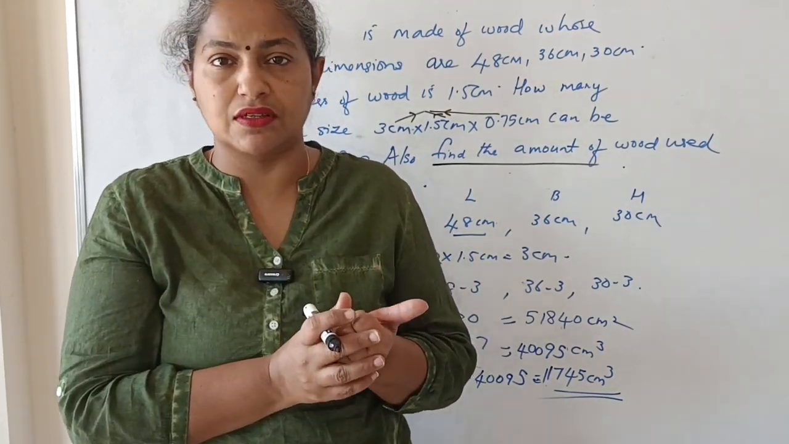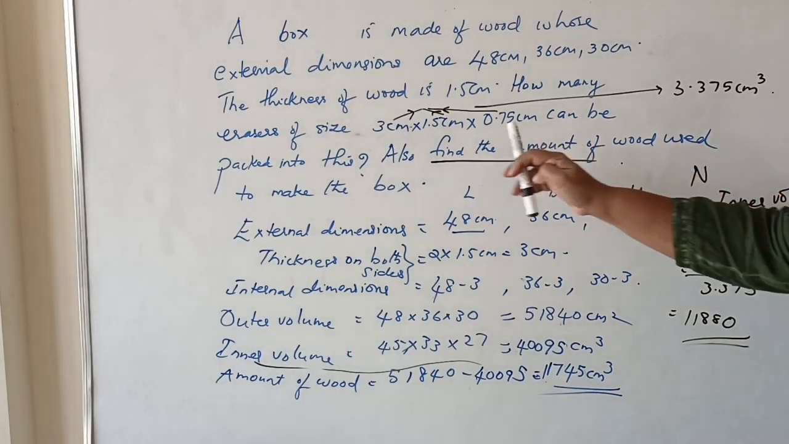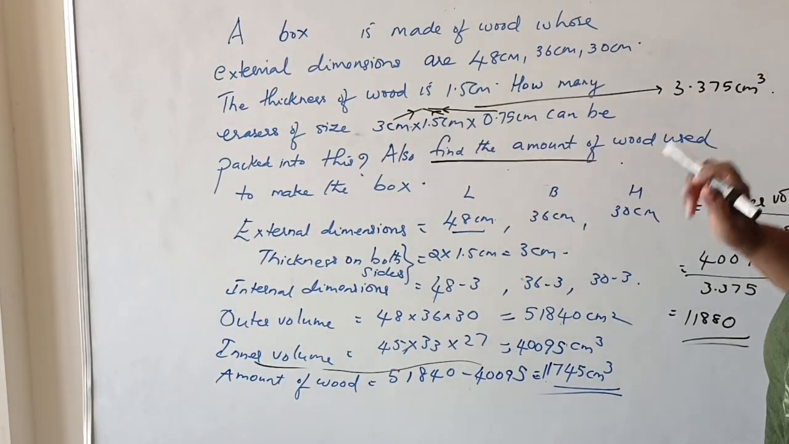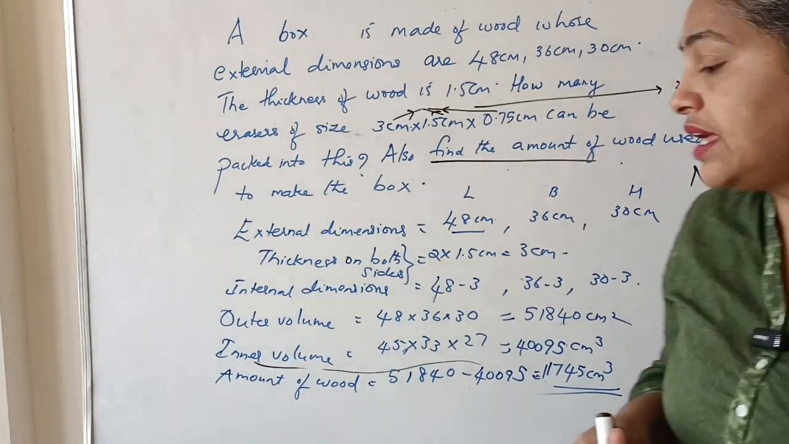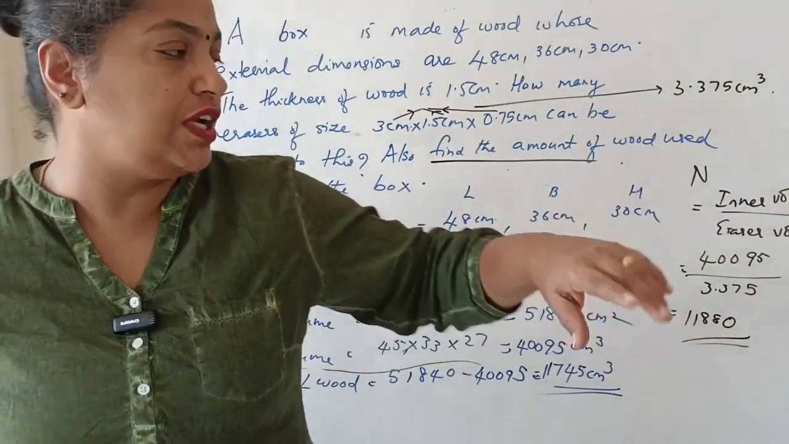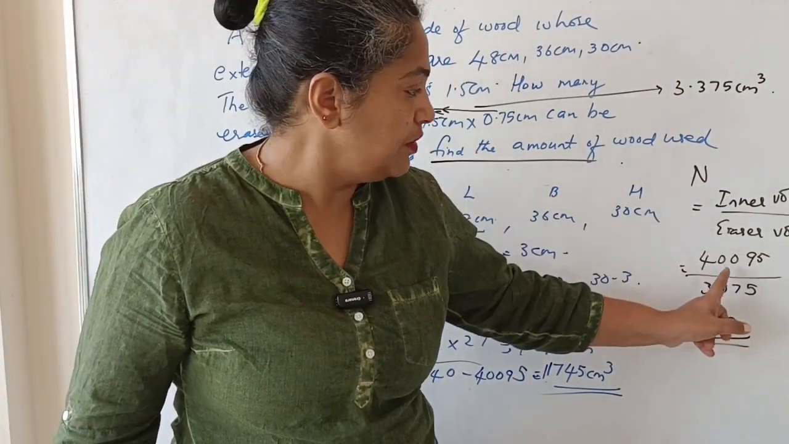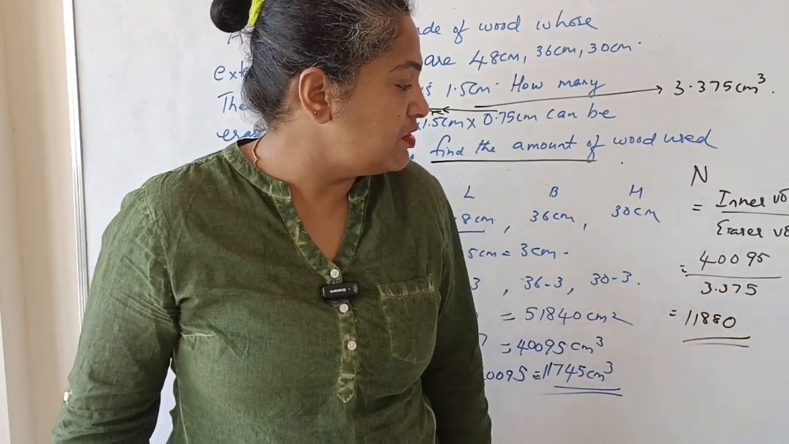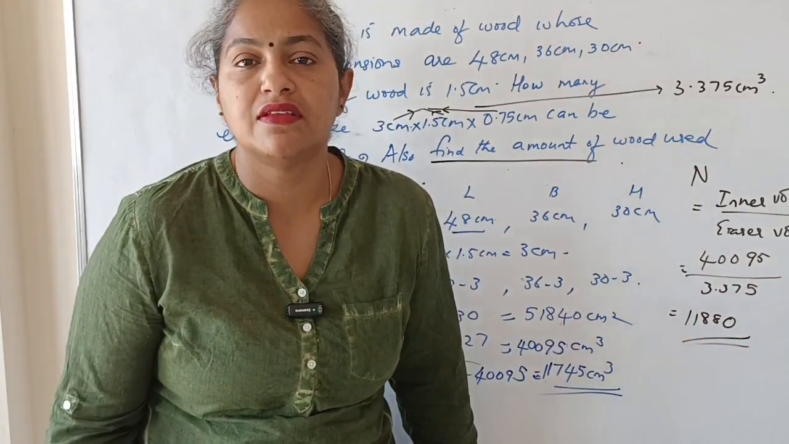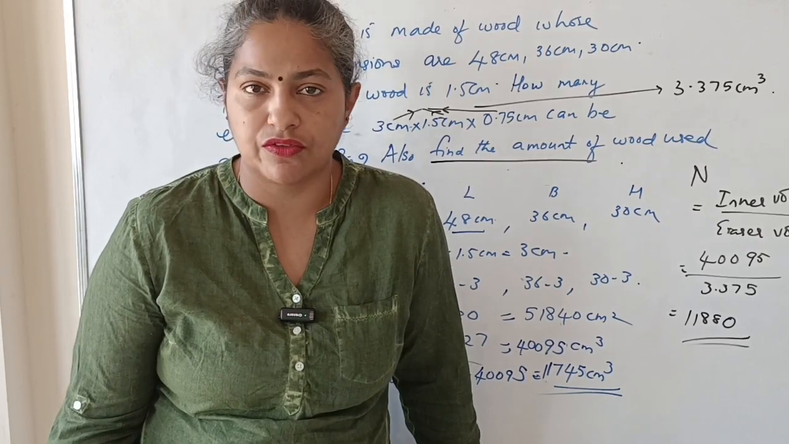So here I have found the volume of the eraser, 3.375. Now I know that the number of erasers is given by the inner volume divided by the eraser volume. So I have divided and I am getting 11,880 erasers that can be fit into that particular box.